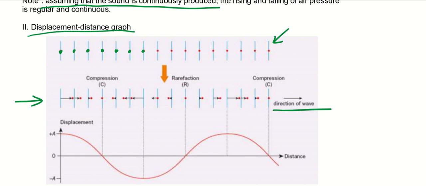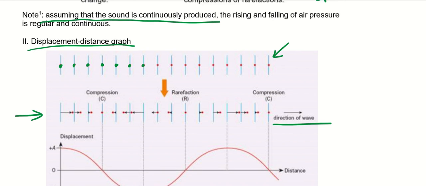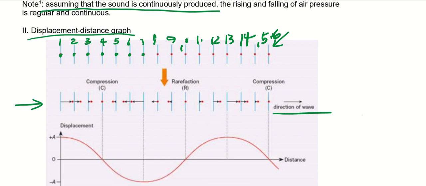wait, before that, I need you to annotate all this as 1, 2, 3, 4, 5, 6, 7, 8, 9, 10, 11, 12, 13, 14, and 15, and 16. So you see that we have 16 positions. At all 16 positions, they each have an air particle, for example. Okay, and they are equally spaced. Because this is just a model.